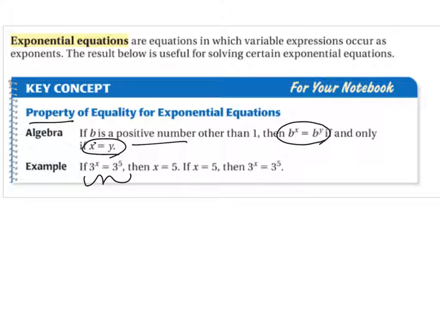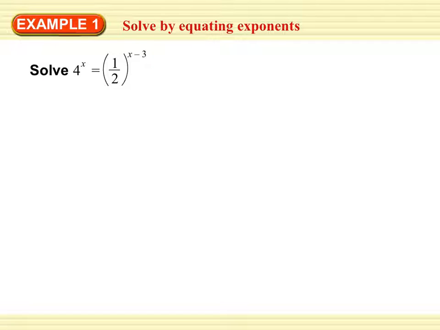Example, if 3 to the x equals 3 to the 5th, then we can just say that x equals 5. If x equals 5, we can go backwards. Then I can say that 3 to the x equals 3 to the 5th. Okay, we're going to use this property both ways. Okay, let's try one.